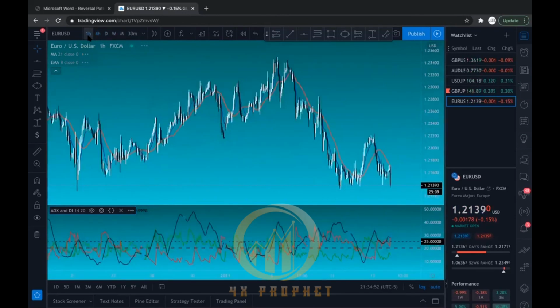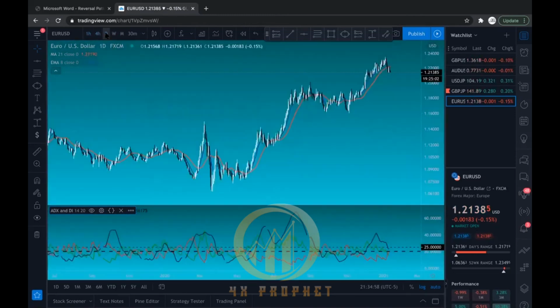You want to go to the 1 hour as well. Let's see what's going on. Cool. So as you can see, that's 3 different time frames that confirm that it's a bearish market. The sellers are in control.